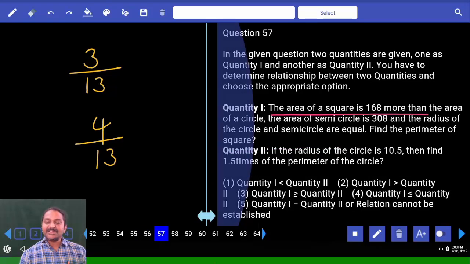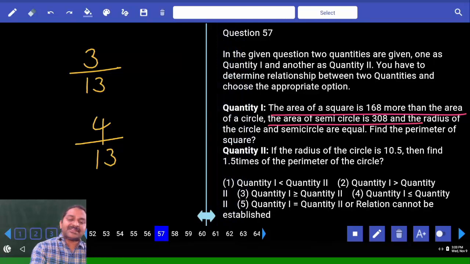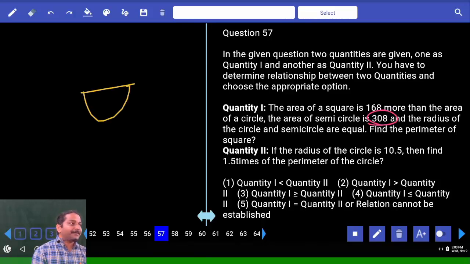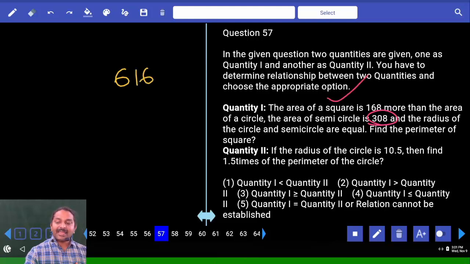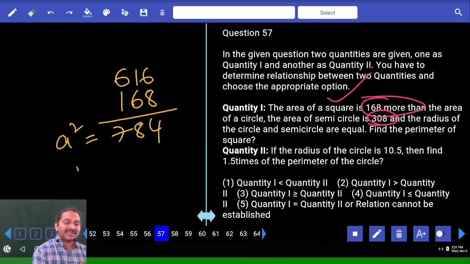The area of the square is 168 more than the area of the circle. If the area of the semicircle is 308, can you tell me what is the area of the circle? Semicircle means half, so for the full circle we need 2 times. 616. Square area is 168 more, how much is that? 784, which is the square area. Then side of the square is 28.